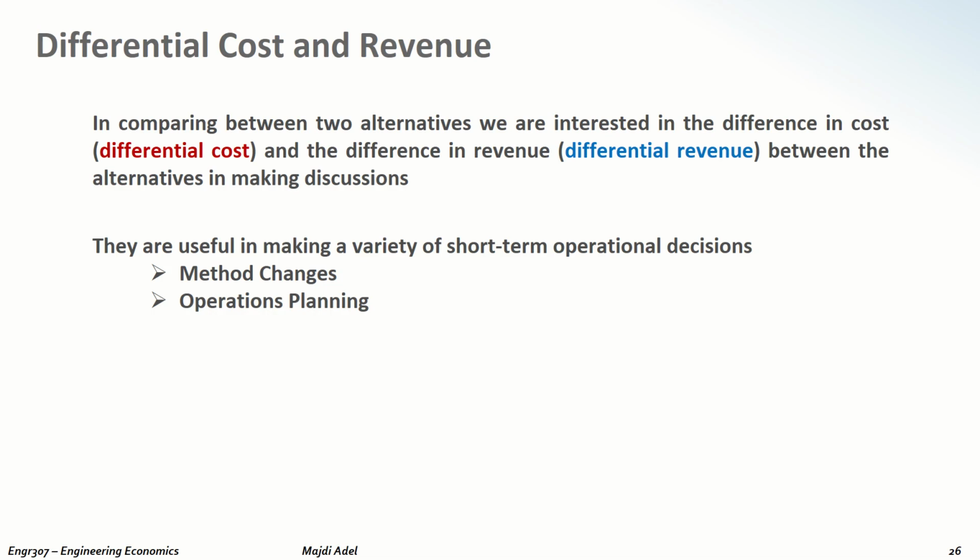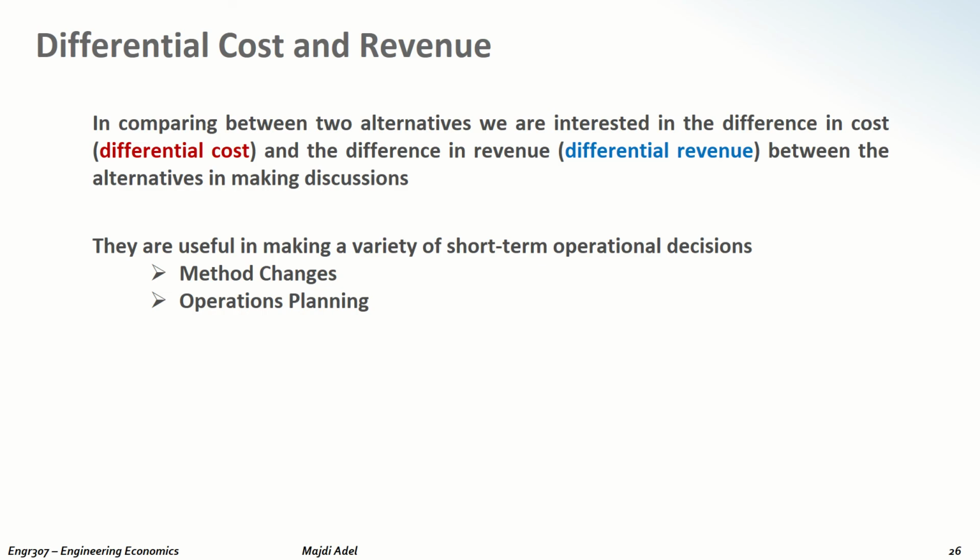and revenue. In comparing between two alternatives, we are only interested in the what? The difference in cost. We are interested only in the difference in cost and the difference in revenue between these alternatives. Things that are constant we are not interested in. The things that remain constant we do not include in our calculations. We are interested in the things that make what? Differences.